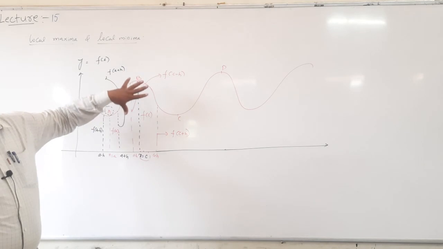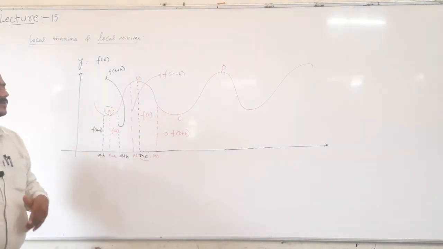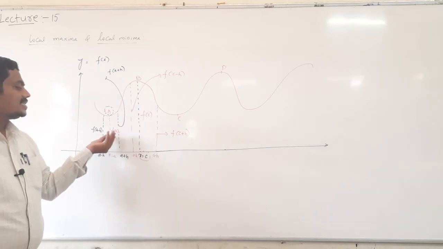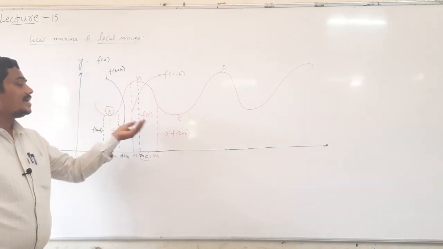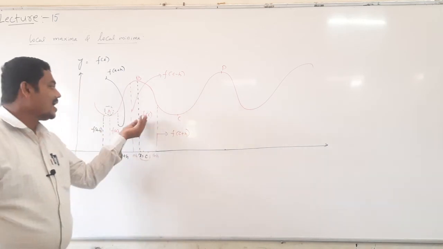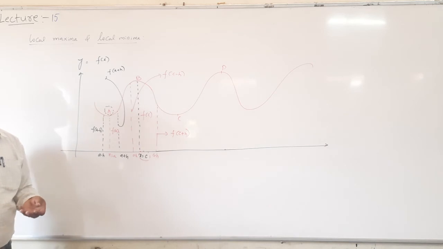It is not the overall maximum value and it is not the overall minimum value. This is a local minimum, because there are many minimum values, and f(c) is the maximum value only when compared to the neighborhood points of c.